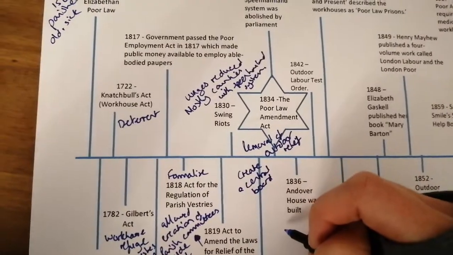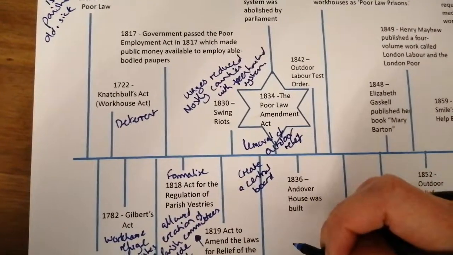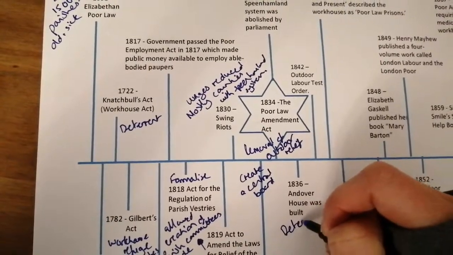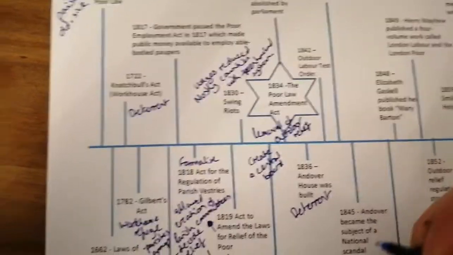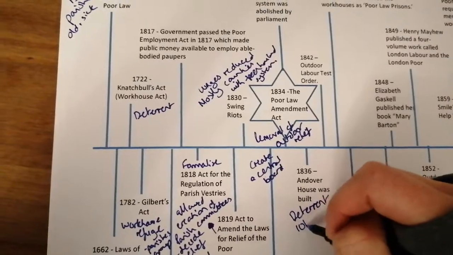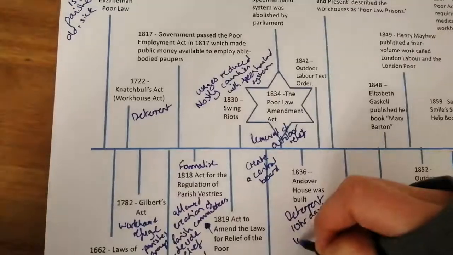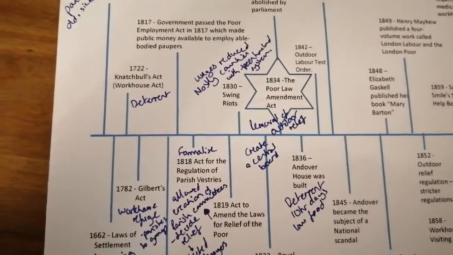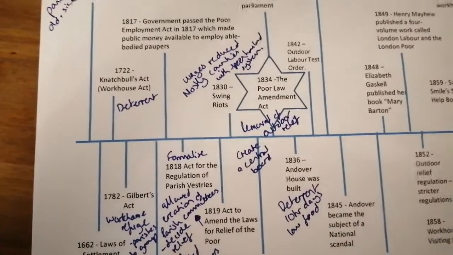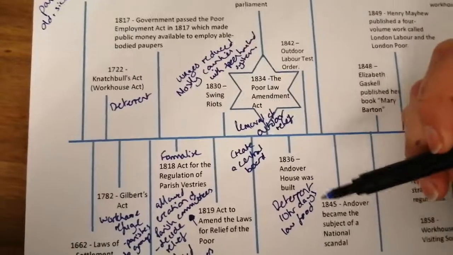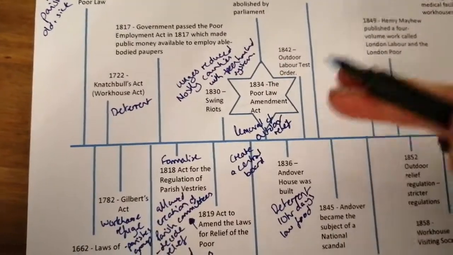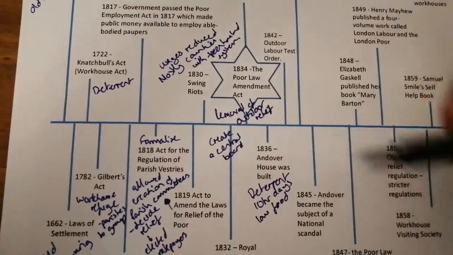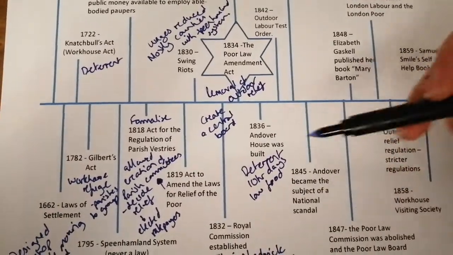Now, this is the pinnacle. This is very much the example of a deterrent workhouse. Mostly they are working 10-hour days. We have low food quantity, so they're starvation rations. And this one in particular, Andover, was very much known for penny pinching and really not having many costs at all. Now, this is going to lead to the Andover scandal.